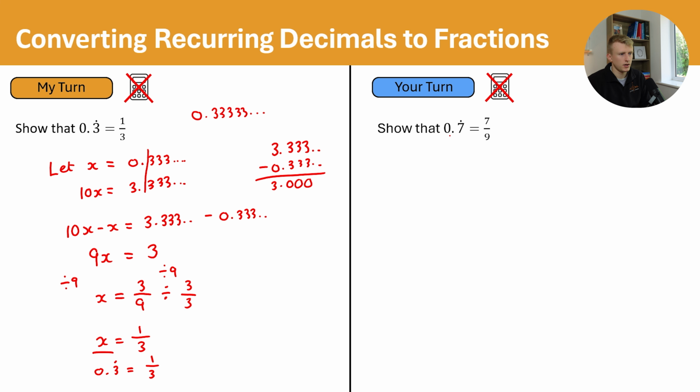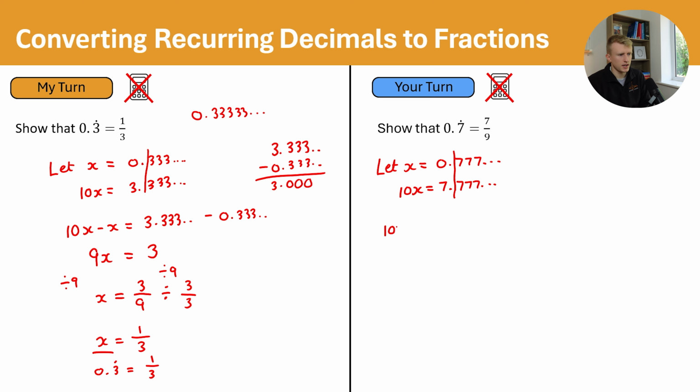Let's run through the answer. Show that 0.7 recurring is equal to 7/9. So we'll always start in the same way. We'll say let x be equal to 0.7 recurring. And because there's only one recurring digit, I'm going to shift everything one place value column so that my recurring tails line up. So 10x is equal to 7.7 recurring. And you can see that our recurring tail is lined up. Sometimes you might need to shift it more place value columns to do that. But in this case, it's just one.